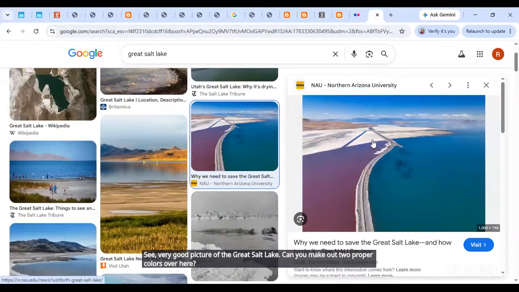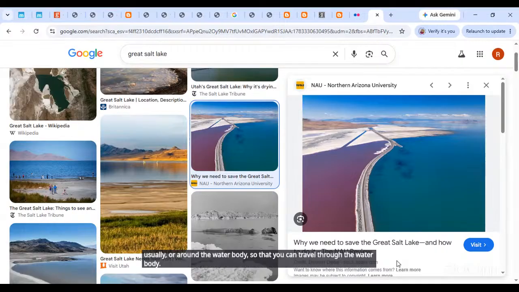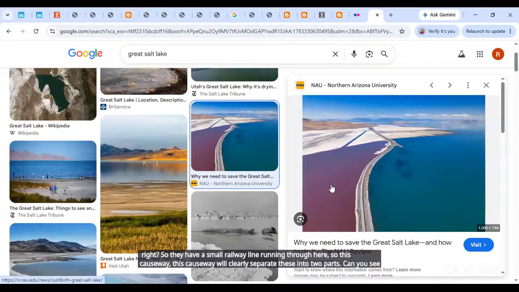This is a causeway that runs between the lake. The causeway is a small kind of road that you build in the middle of a water body usually, or around the water body, so that you can travel through the water body. Okay, so they have a rail running through here because it's a huge body, right? So they have a small railway line running through here. So this causeway will clearly separate this into two parts. Can you see? One is a slightly pinkish colored water, the other is slightly greenish bluish colored water.